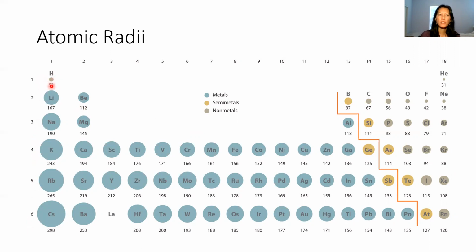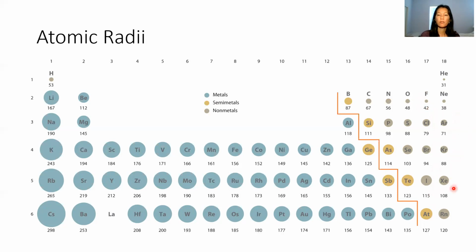Here, hydrogen is very teeny tiny. As you go further down, lithium is quite a bit larger, then sodium, potassium, etc. Notice that cesium is the largest. On this side of the periodic table, we have helium. Also, fluorine here is quite small. As you go down, you're still seeing an increase. So hopefully something has come to mind about why that is.